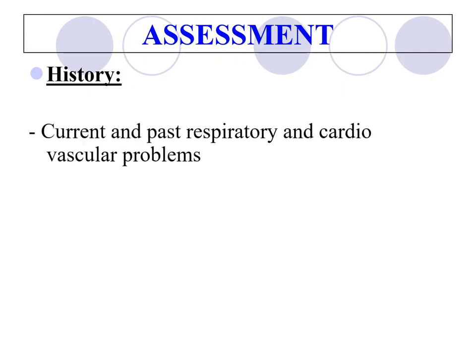Then we will come to the assessment of respiration or oxygenation. We start with the history of the client. We have to take the current and past respiratory and cardiovascular problems. So we have to ask the client if he has any previous history of respiratory disease or cardiac problem that might affect his respiration. Also, lifestyle: what is the usual activity that he is doing.